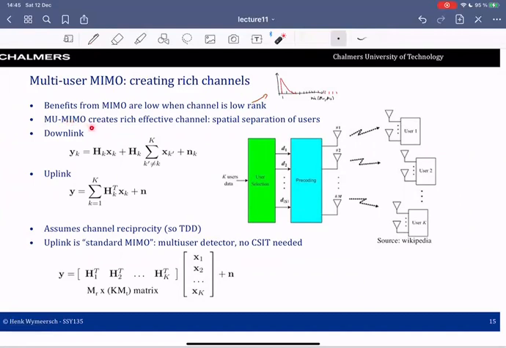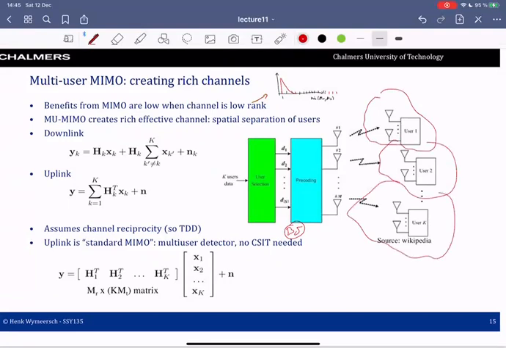In multi-user MIMO, you create rich channels because users are spatially separated, right? And that's what this picture shows here. So on the left, I have the base station. On the right are the different users served by this base station. And they are in different places. So you can imagine that around each user, there's a ring of scatterers, and these rings are different and have different shapes. And this will lead to very different channels per user.